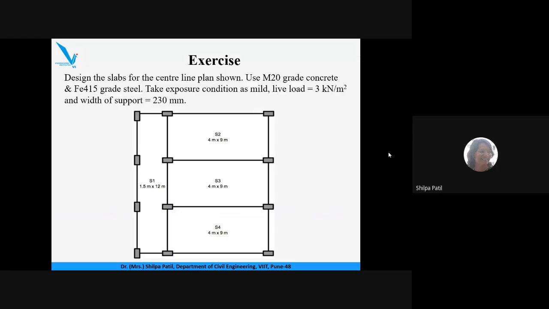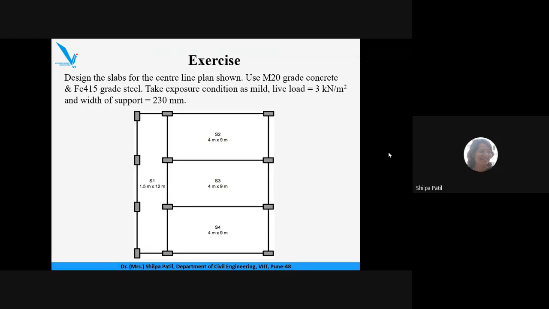So this is the problem statement. I request everybody to note down the problem statement. I will quickly read it. Design the slabs for the centerline plan shown. Use M20 grade concrete and Fe415 grade steel. Take exposure condition as mild. Live load equal to 3 kN per meter square and width of support equal to 230 mm.